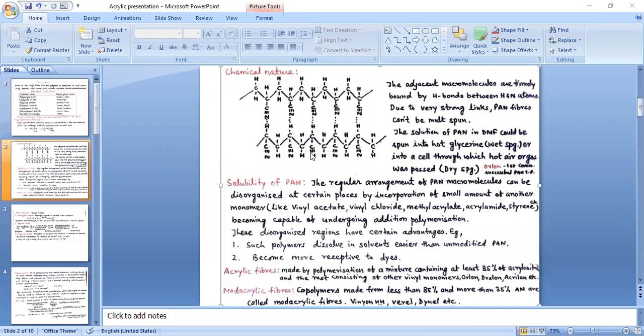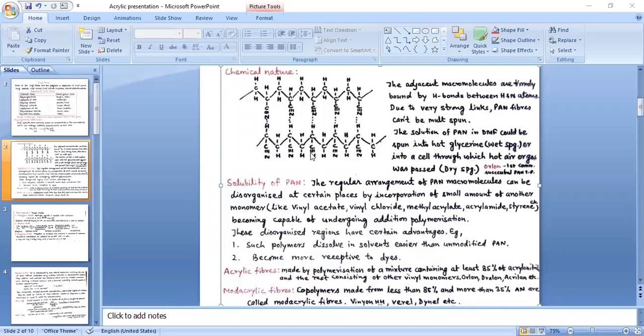Another one is that it becomes more receptive to dyes. It means the textile materials can be easily dyed if we are using this disorganized polyacrylonitrile. So due to these two advantages, this regular arrangement of polyacrylonitrile macromolecules can be disorganized.